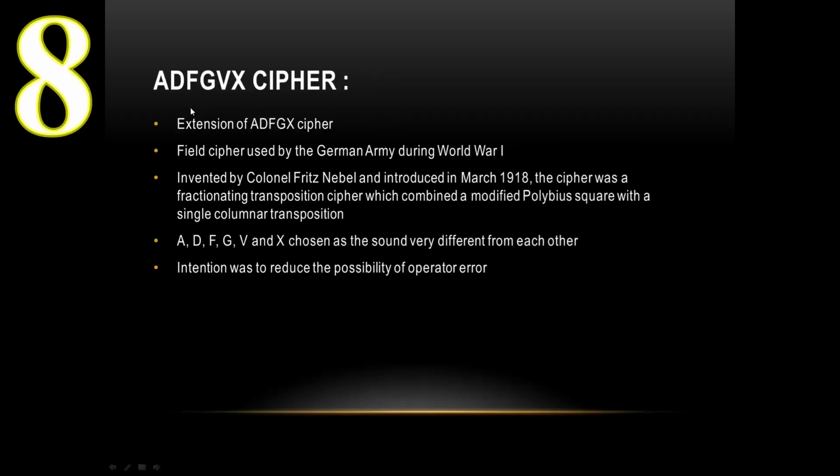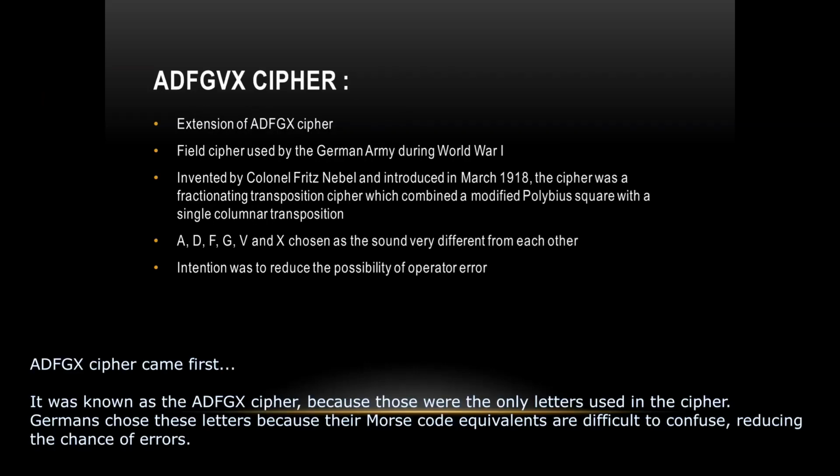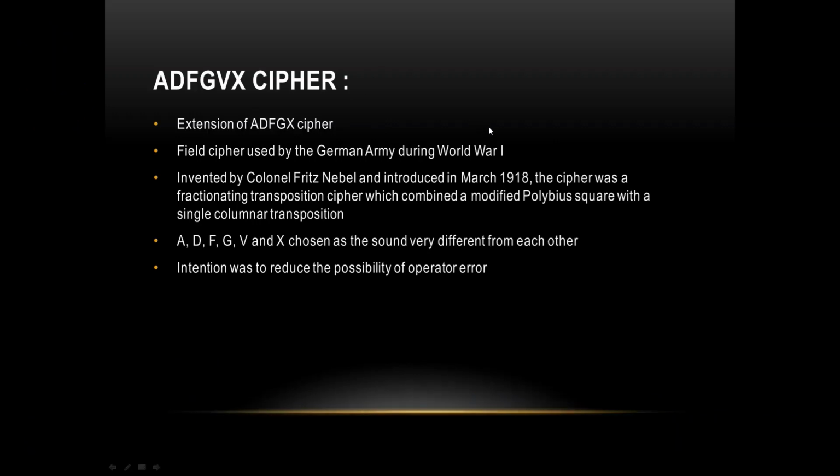And the next cipher is the ADFGVX cipher. It is actually an extension of the ADFGX cipher. It was used by the German army during World War I. Invented by Colonel Fritz Nebel and introduced in March 1918, the cipher was quite a remarkable one, which combined a modified Polybius square with a single columnar transposition.